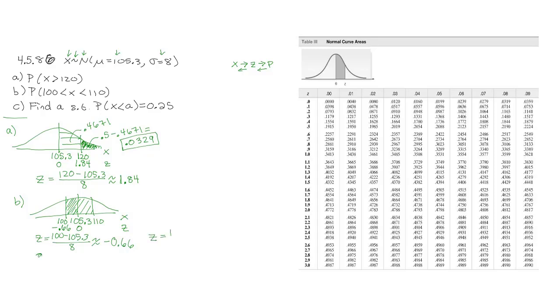110 minus 105.3 divided by 8. So that gives me 4.7 divided by 8. Okay, make sure you simplify the top first before you divide. And that gives me 0.5875, which would round to 0.59.